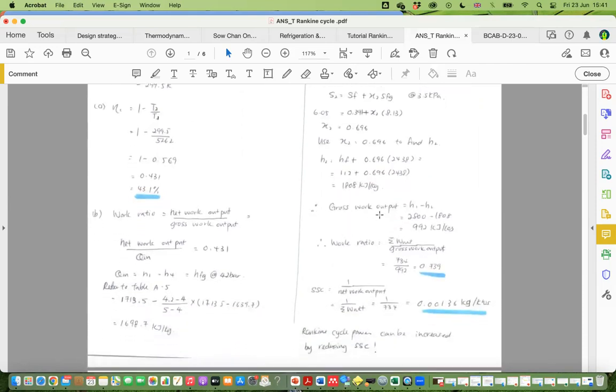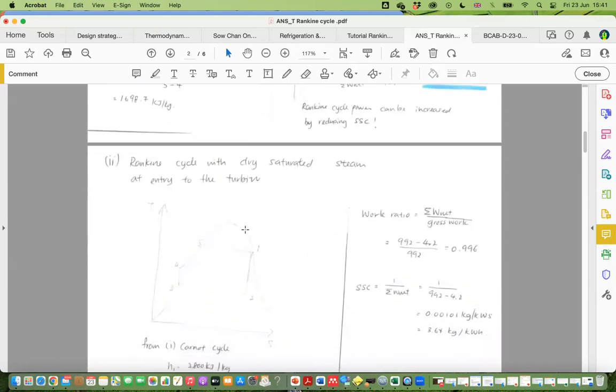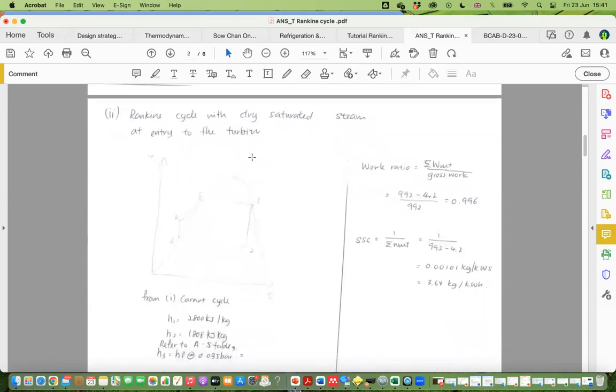So we have the gross work output and we have the net work output, and therefore we can get our work ratio. So for the SSC, it's 1 over net work output, so it's very straightforward things. So the Rankine cycle with dry saturated steam to enter at the turbine. So repeat, Rankine cycle with dry saturated steam to enter the turbine.